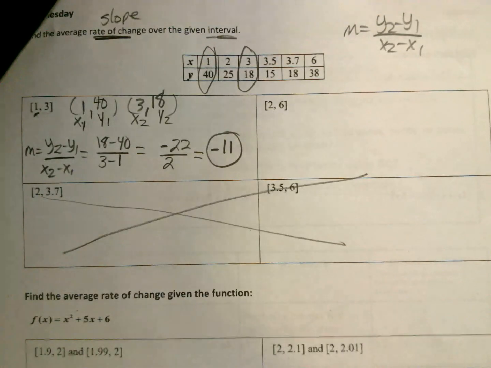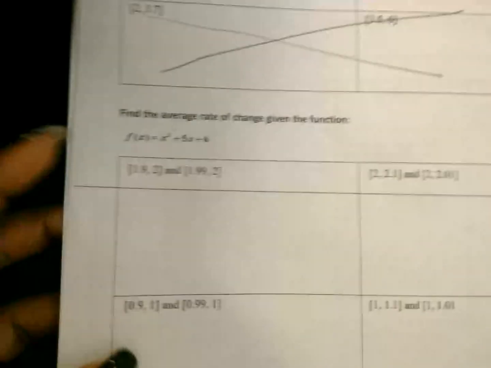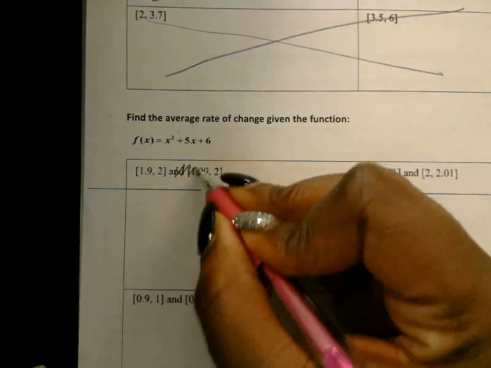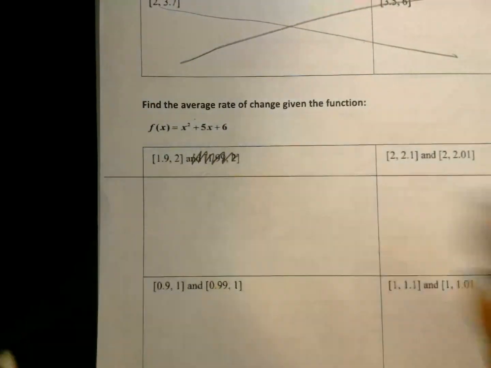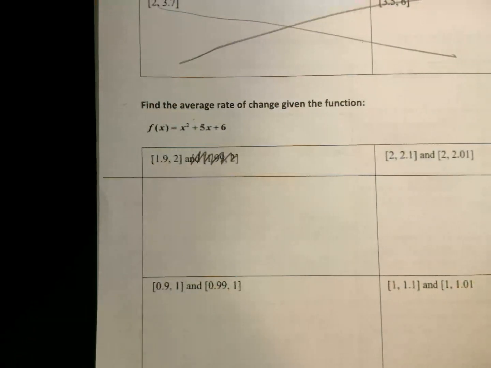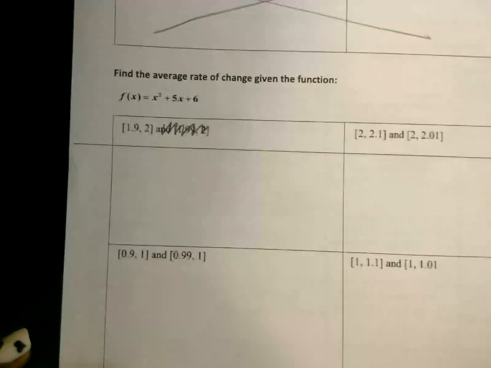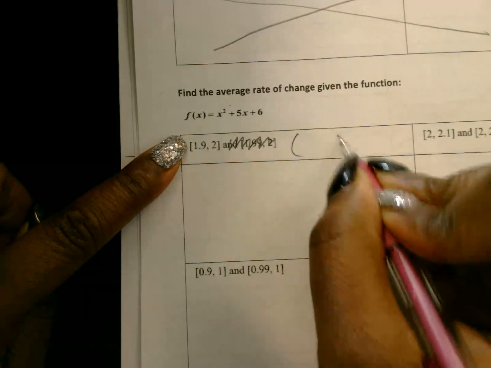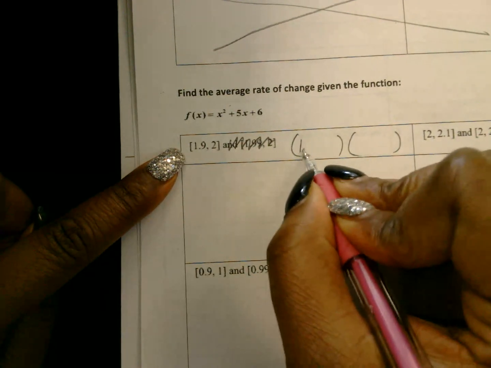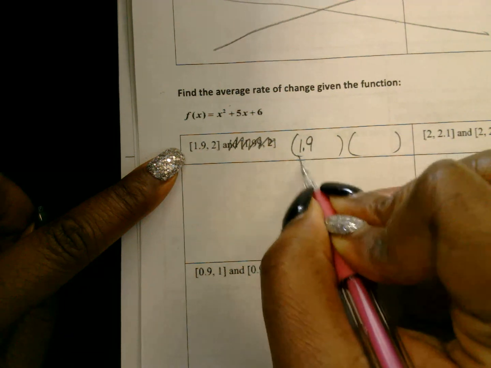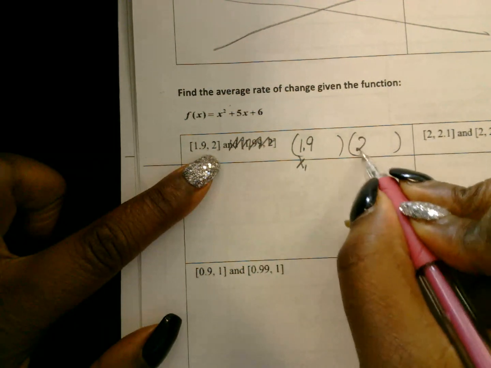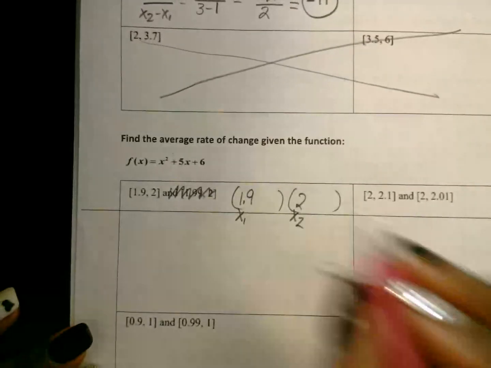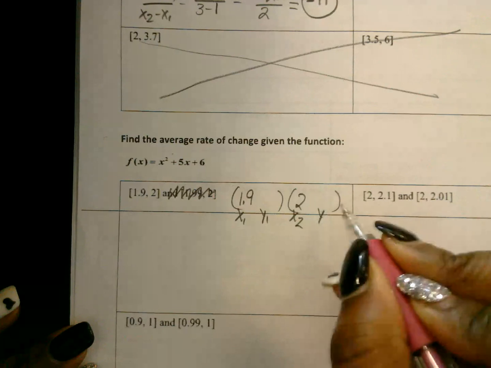All right, good people. I'm going to show you how to do the one on the bottom. We're just going to do one set instead of 2. It's giving you 2 sets of intervals. I'm just going to do one set, just this one. So they're giving you 2 x values, negative, I'm sorry, 1.9 and then 2. Those are your 2 x's. You have to figure out what your y's are.